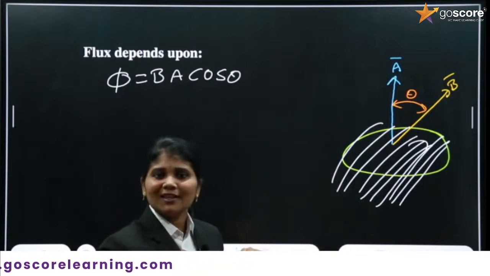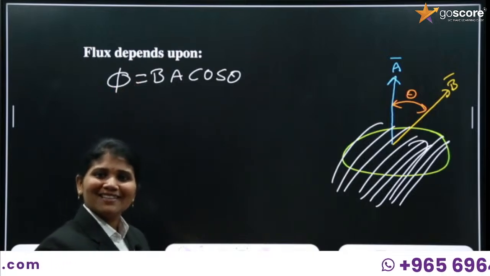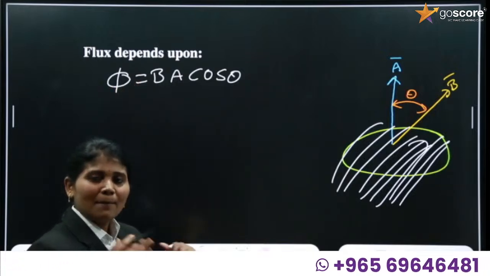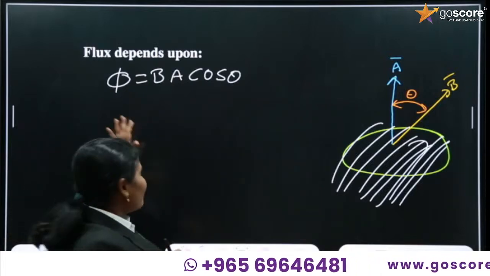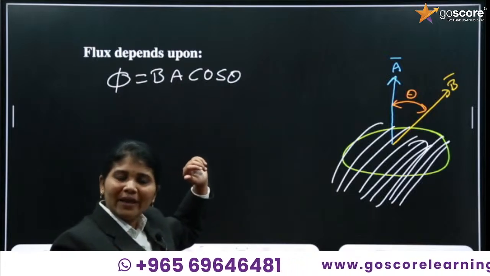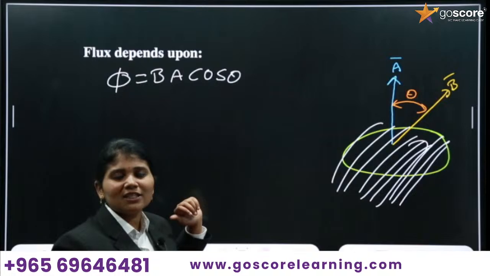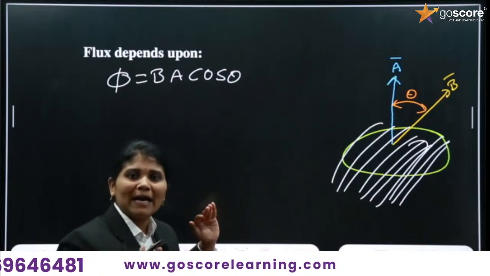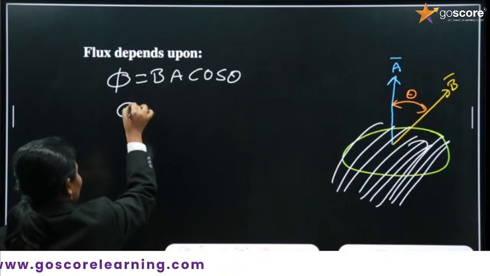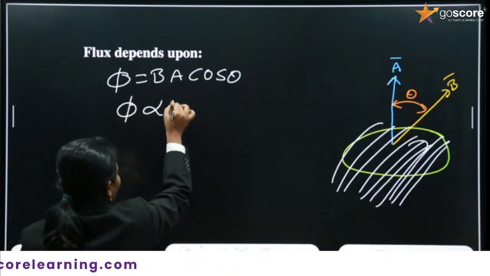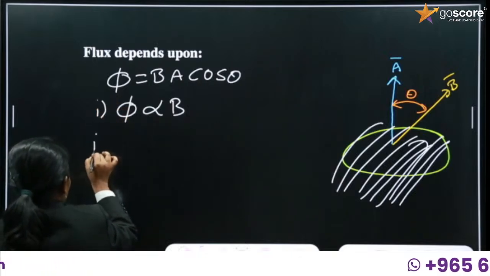Flux also increases. Yes. Then flux depends upon the magnetic field. If the field is increasing, flux also increases. It means it is a proportional relationship. Flux is directly proportional to the magnetic field. It means flux depends upon the magnetic field. That is the first one. Second one.